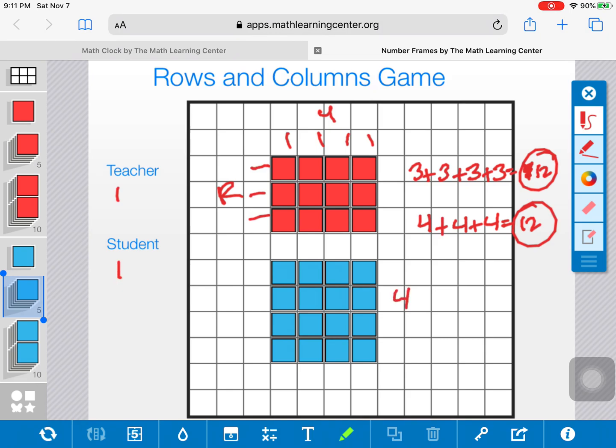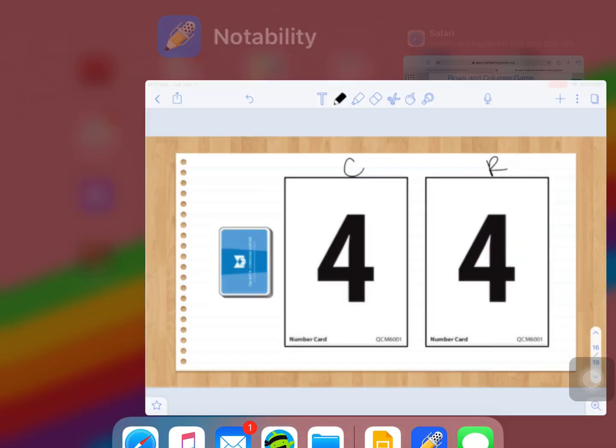Great! You could do 4 plus 4 plus 4 plus 4. Since you have 4 groups of 4, I know that 4 plus 4 is 8. 4 plus 4 is also 8. And when you combine the 8 and the 8 for a doubles fact, that equals 16. Awesome. So you have a greater total on this round because you have 16, which is greater than 12, which gives you a point, and you are the winner of our first rows and columns game.